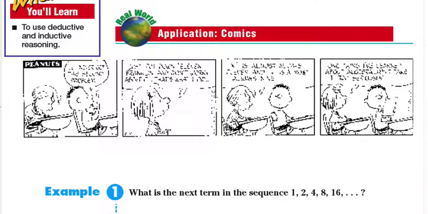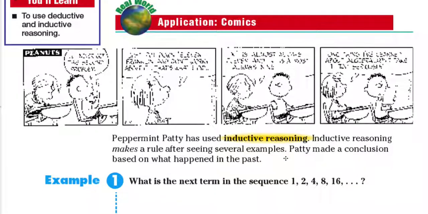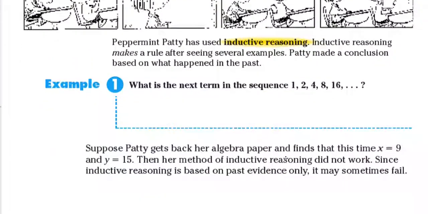That's what she said. One thing I learned about algebra: you don't take it too seriously. So Peppermint Patty was saying that X is almost always 11, and Y is almost always 9. What Peppermint Patty was using is what we call inductive reasoning. Inductive reasoning makes a rule after seeing several examples.